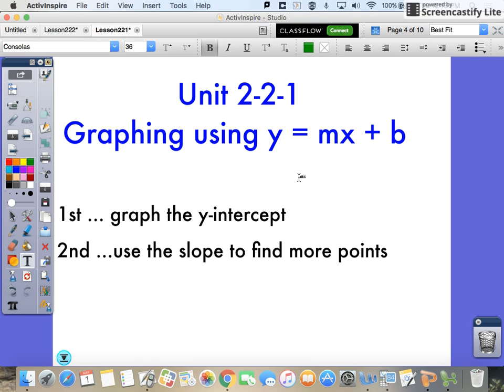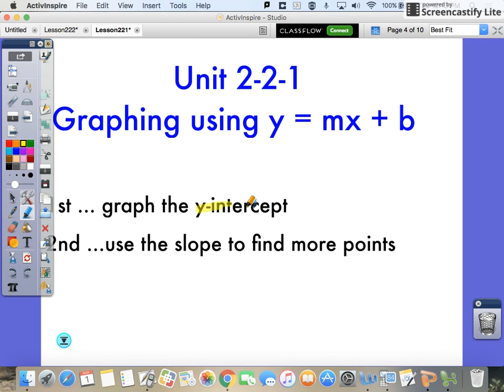Okay guys, this is geometry lesson 221. It's on graphing using y equals mx plus b. So this is something you're probably really familiar with, but there's two steps. The first thing you have to do is graph the y-intercept. And then after that, you use the slope to find more points. At least one more, but typically I'll find 2 or 3 if I can.